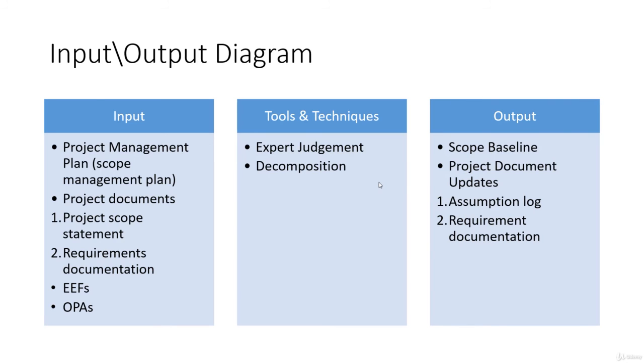So this is the input output diagram. You can understand that as we are talking about the work and its decomposition, we will have the project management plan and the scope management plan and other project documents. We have project scope statement, requirement documentation, environmental factors, OPAs, expert judgment and decomposition. These are the standard tools and techniques we use for decomposition here. And the output will be scope baseline, project document updates, assumption log, requirement documentation.